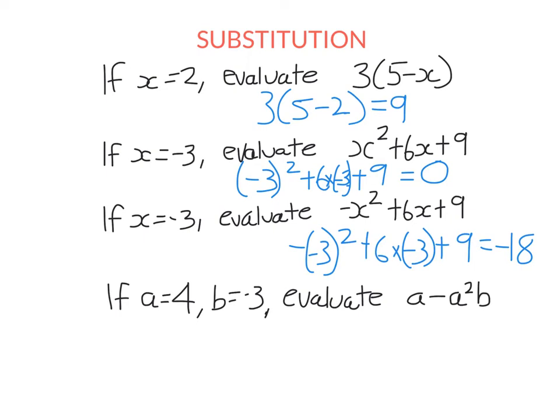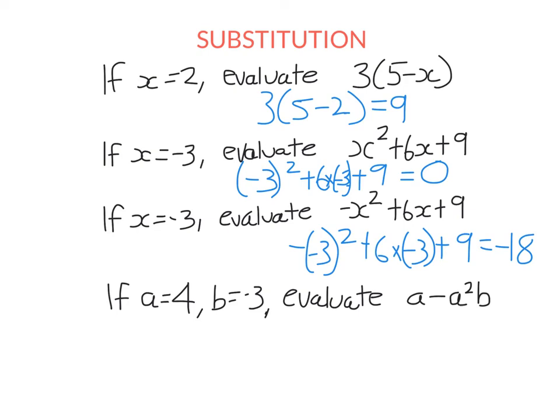All right, let's do the last one, and now we are substituting in two values, one a positive, one a negative. So we're going to evaluate a minus a squared b. So this a is a positive, so a squared will be positive, and b, because it's a negative, will make a squared be negative. We have a positive subtract a negative. And when you subtract a negative, then you're adding. So I should get a positive answer. Positive subtract a negative always gives you a positive answer.